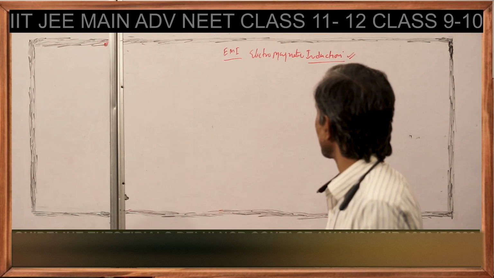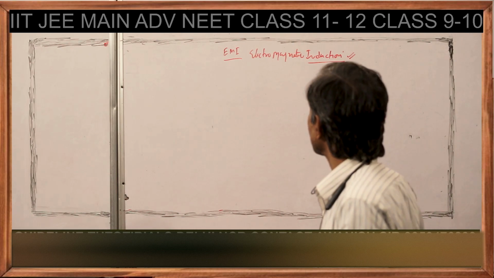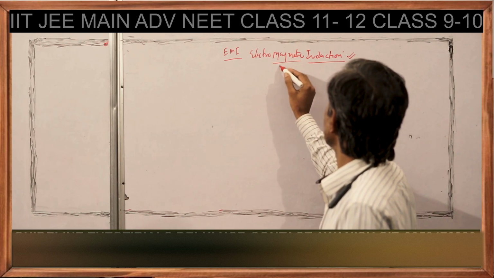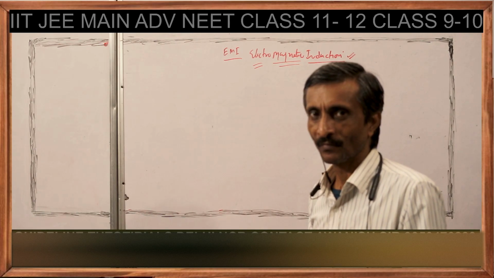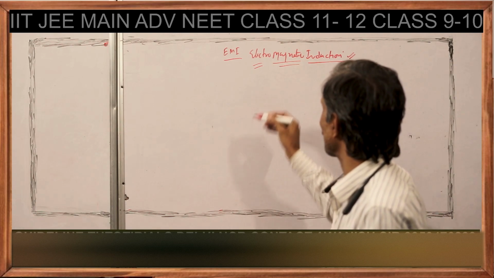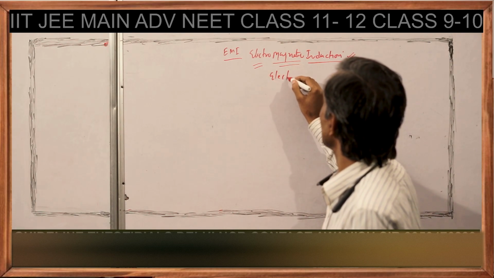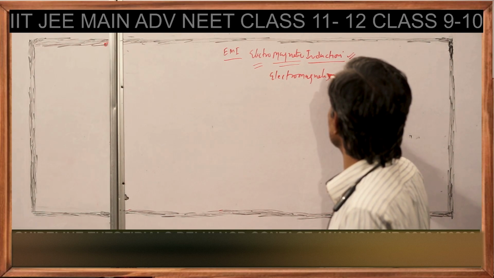We saw electric fields and magnetic fields. Here we can say that the magnetic and electric effects are combined. Electric and magnetic effects combining is electromagnetism, another name for it. It is a branch of physics.